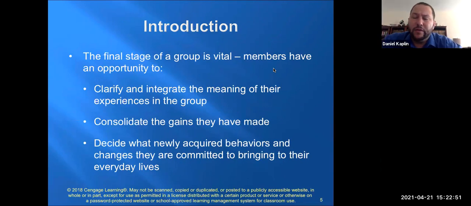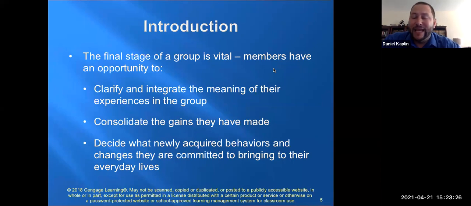So the final stage of group is absolutely vital. It's critical, and it's just as important as every other part of the group process. It gives members an opportunity to really clarify and integrate the meaning of their experience within the group setting. So it's a reflection point in the group process. So that gives you time to really make meaning of what happened.